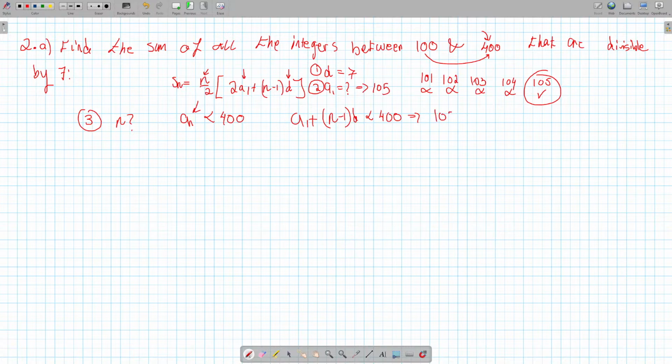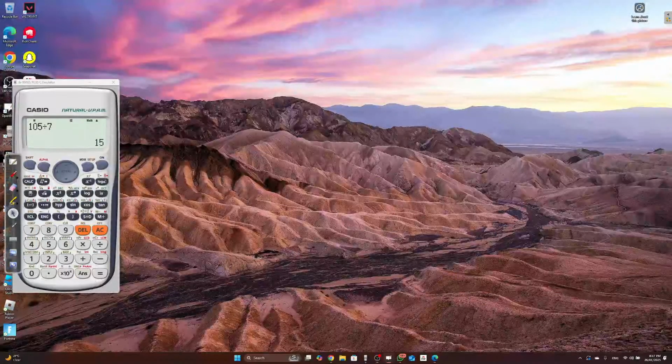a1 is 105 plus n minus 1 times d. What's my difference? 7, less than 400. Let's subtract 105. We're going to continue down here: n minus 1 times 7 is less than 400 minus 105, which is 295. Okay, divide now by 7 on both sides. You're going to get n minus 1 less than 295 divided by 7. Let's see, 295 divided by 7.